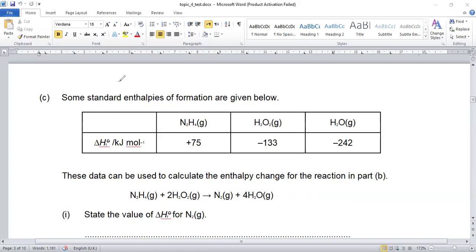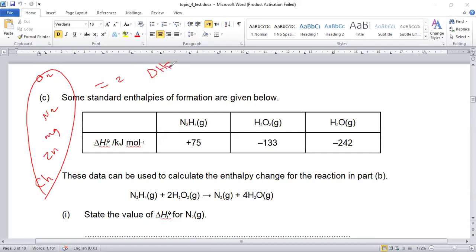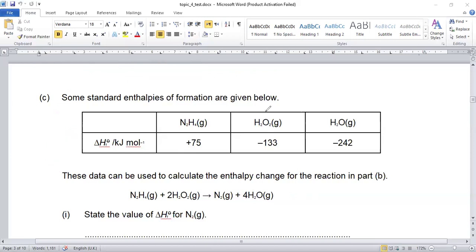We stated that all elements have 0 delta H formation because an element is not formed from any substance. It already exists naturally in nature. Elements always have 0 delta H formation, whether or not they exist in the table; you have to know this information. O2, N2, magnesium, zinc, Cl2, if it is an element, it has 0 delta H formation because it is not formed by any reaction. It exists naturally.